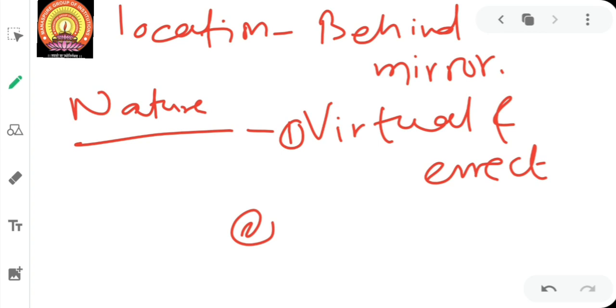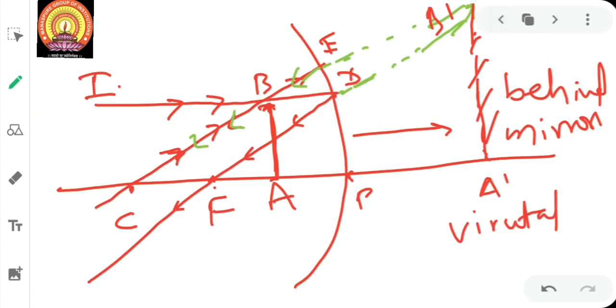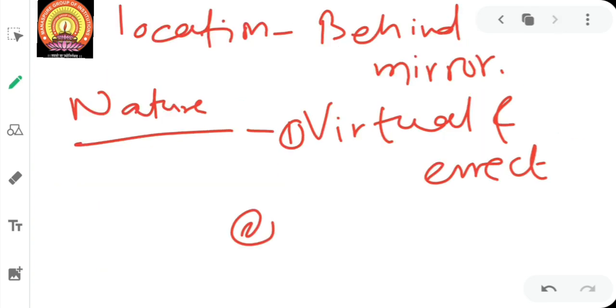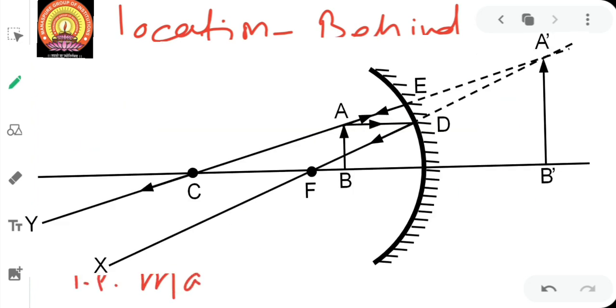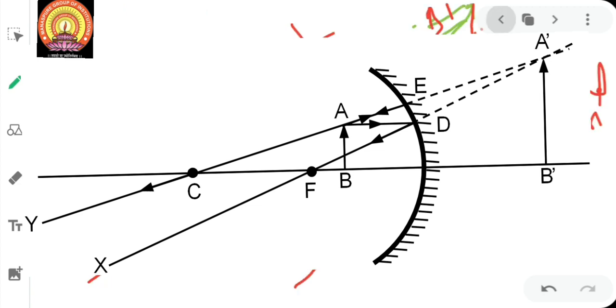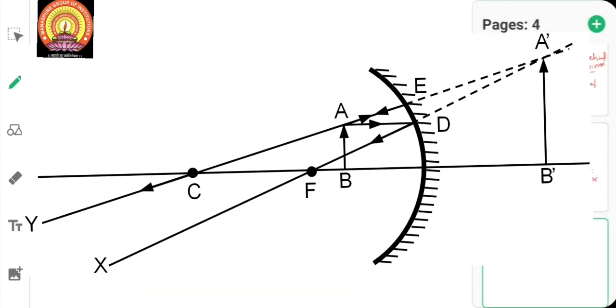Then the second one, see the object. The object is of height AB, but this height of A dash B dash is larger. So we can say that the image is larger in size. So we can say the image has been magnified. That is a magnified image. Okay. So if we take these things on a clear serious note, then we may say that this is the case only where the virtual image is obtained.